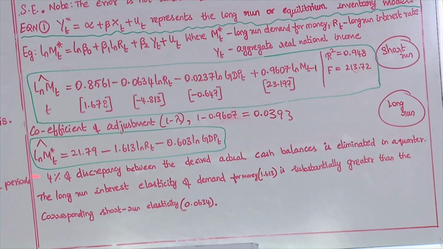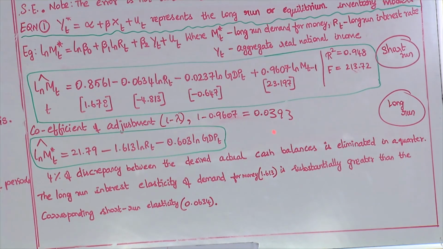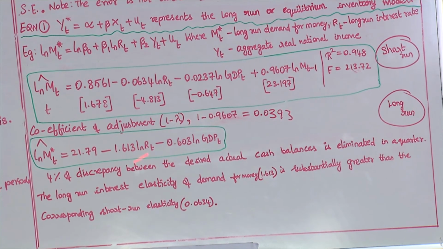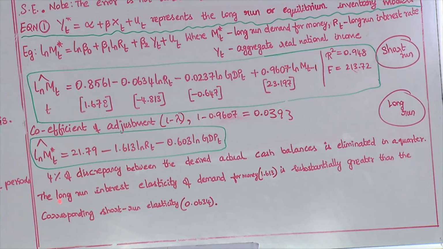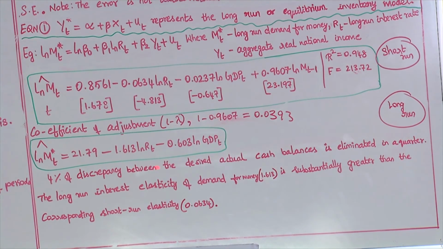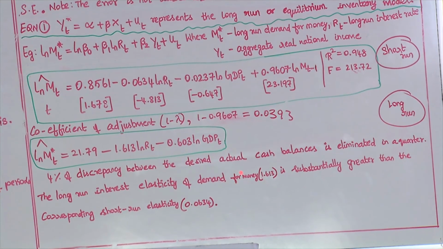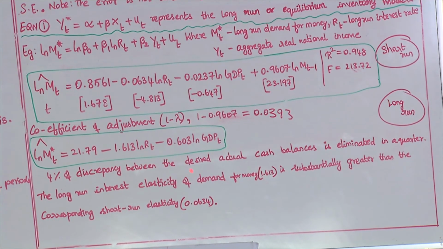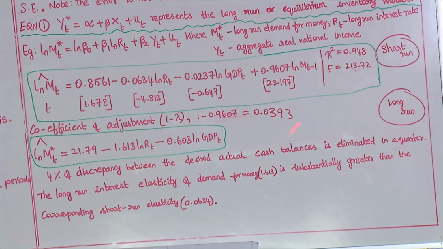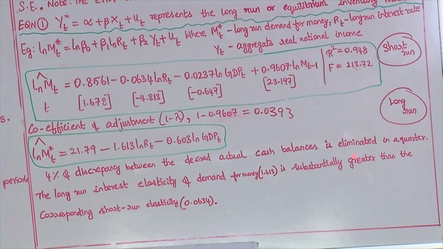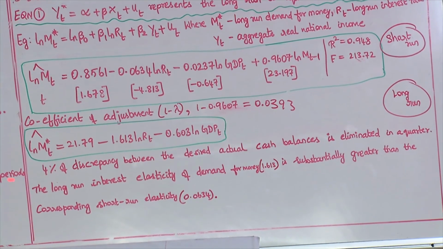Now we can interpret these coefficients. The speed of adjustment, the coefficient of adjustment 0.0393, can actually be approximated to 0.04. So, 4% of the discrepancy between the desired or long run cash balance and the actual cash balance is eliminated in a quarter. The discrepancy between the desired and actual cash balances is eliminated by 4% in a quarter. So, that is the interpretation.